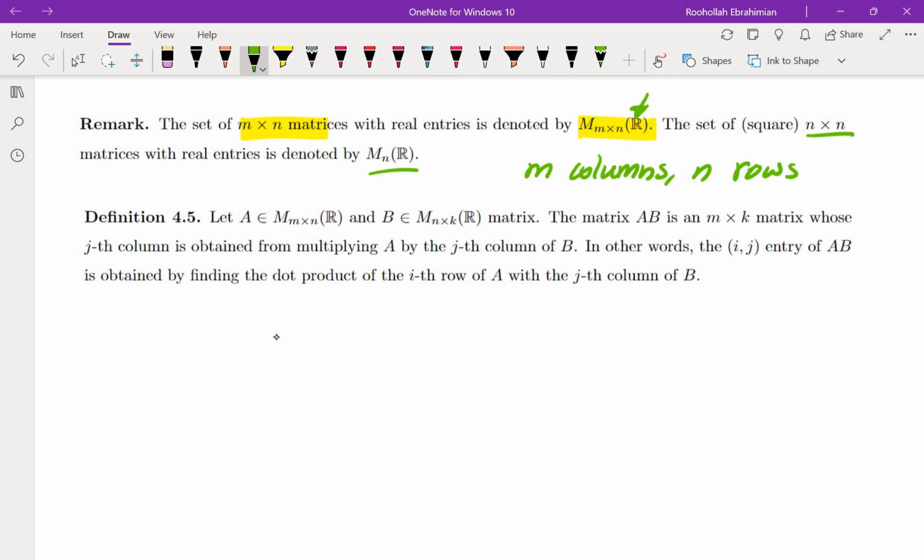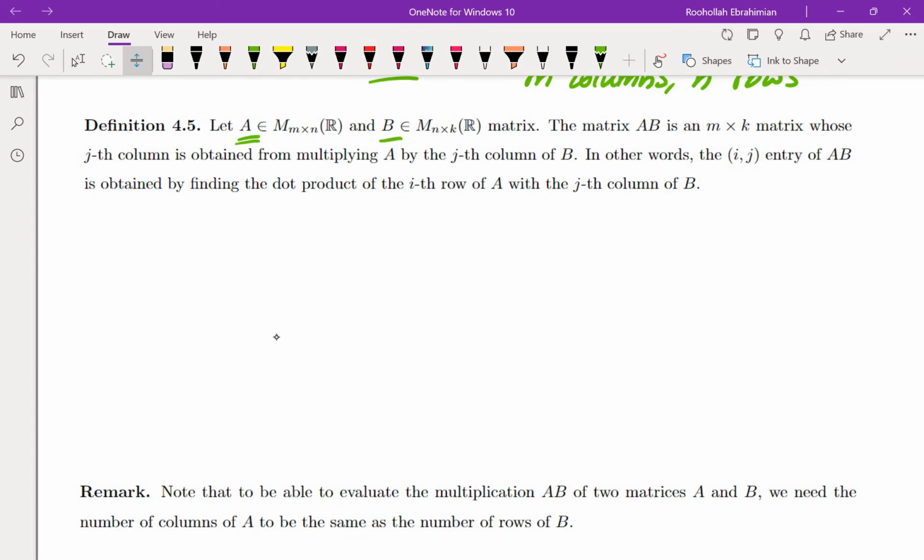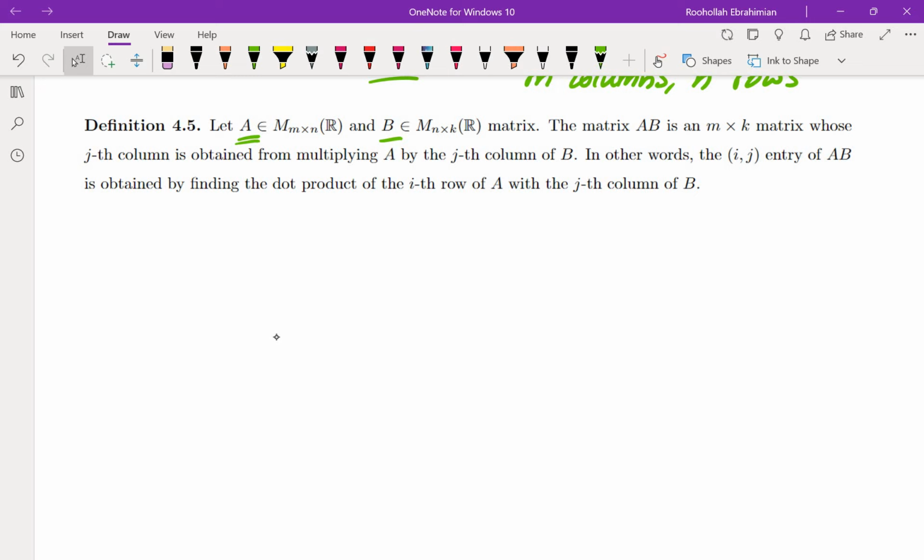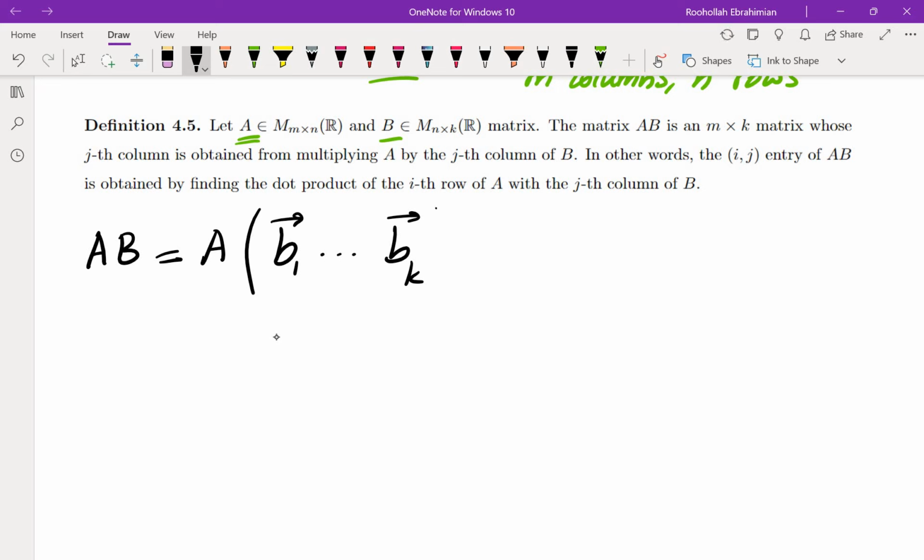Let A in M sub m cross n of R, and B be an n by k matrix. So A is an m by n matrix and B is an n by k matrix. The product A times B is an m by k matrix whose jth column is obtained from multiplying A by the jth column of B. So AB is equal to, let's say the columns of B are B1 all the way to Bk. The first column of this product would be A times B1, and the last column would be A times Bk. So these are the columns of the product.